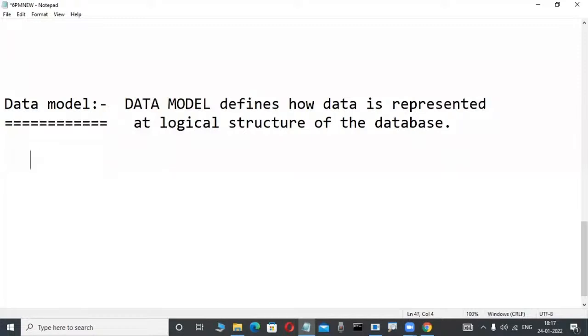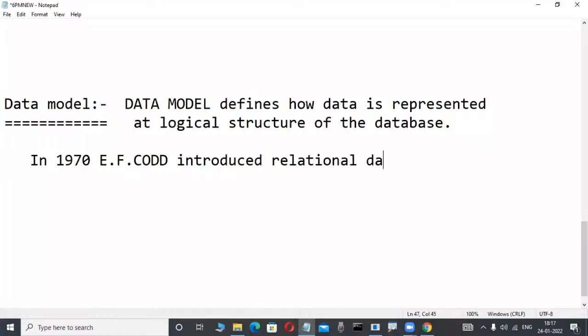From 1970 onwards, this data model is there. Where Oracle is concerned, we will learn next. First, just roughly observe here. In 1970, E. F. Codd, don't write anything, just observe, some new terminology. E. F. Codd introduced the relational data model. He is a mathematician working at the IBM company in those days.